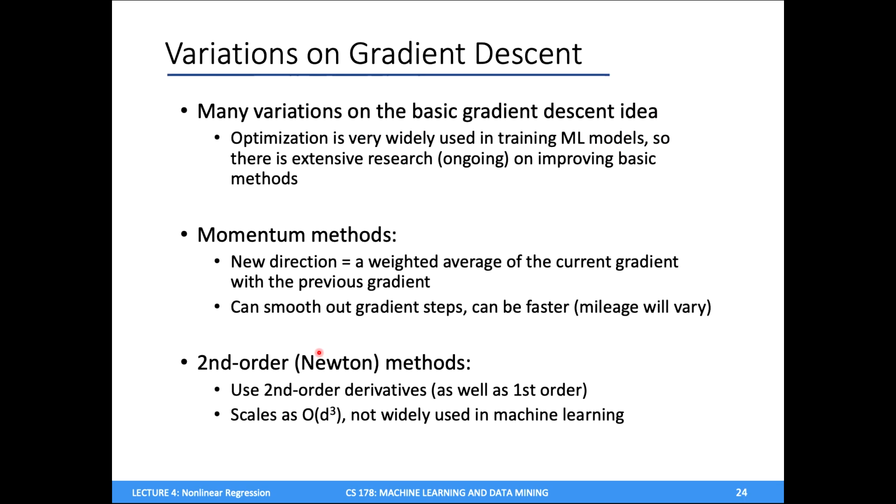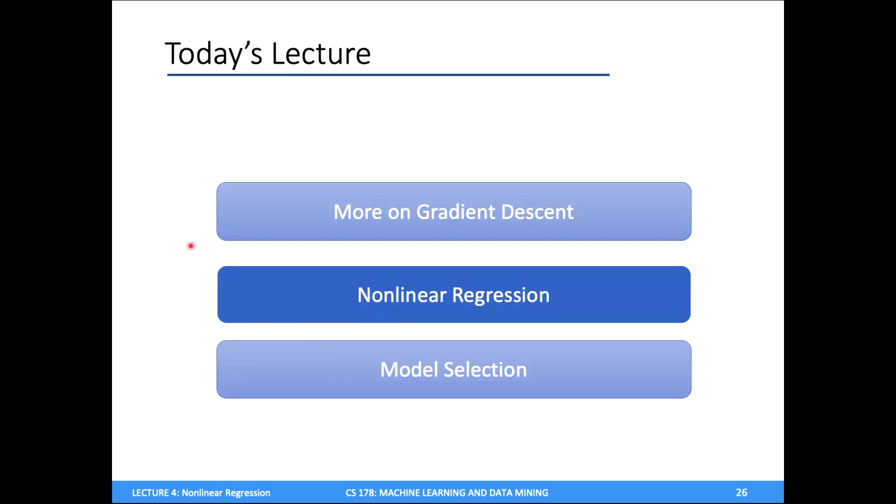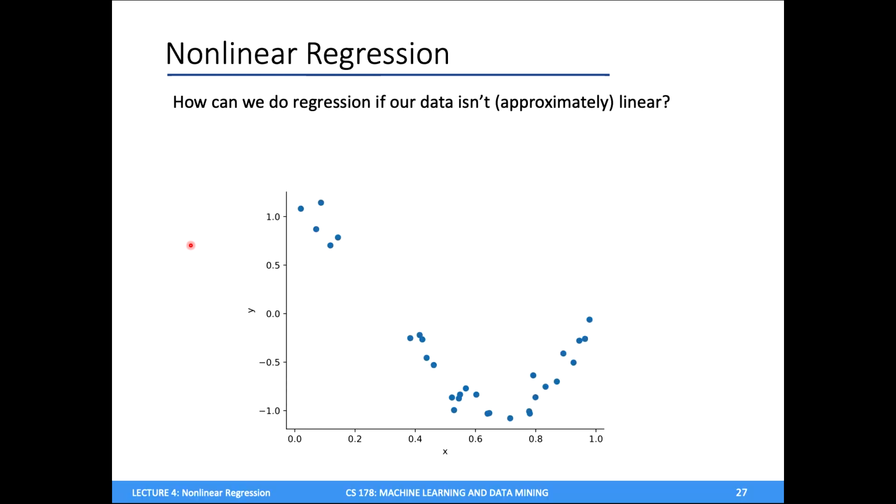Okay, in the interest of time, we're going to move on to the next part of today's lecture, which is on nonlinear regression. The question I'd like to pose to you is, how can we do regression if our data set isn't at least approximately linear? Here, we went out and collected some data. This is a 1D regression problem. This is clearly not a linear data set.